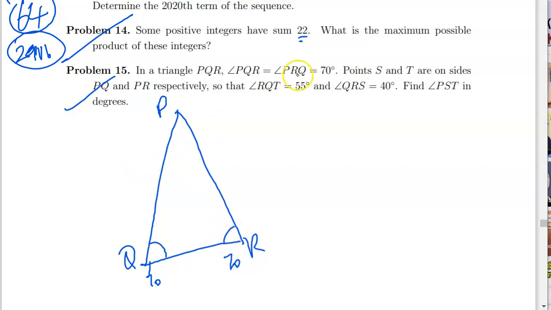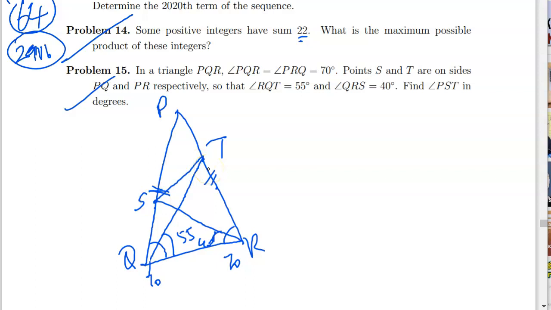Okay? So if we see two angles of the same size, this means that this side is equal to this side. And points S and T are on the sides PQ and PR respectively, meaning point S is somewhere here, point T is somewhere here, such that angle RQT equals 55. So this is T right over here, and then our angle RQT is 55. And angle QRS, somewhere over here, is 40 degrees. So this is our S. And find angle PST in degrees.